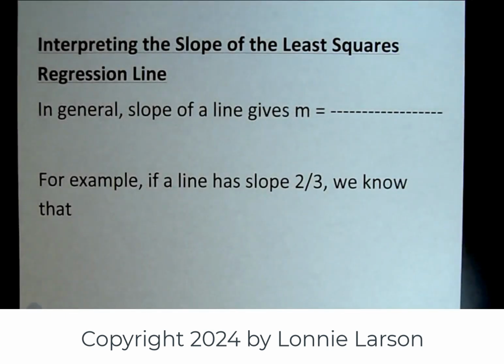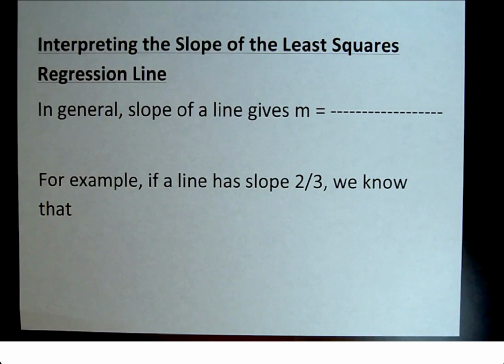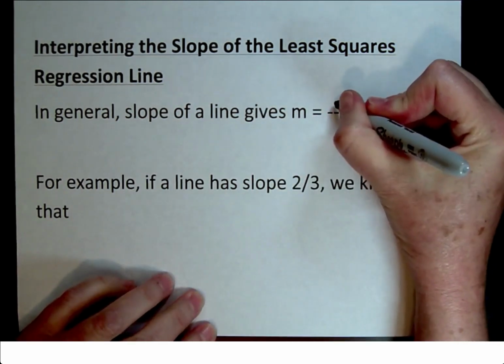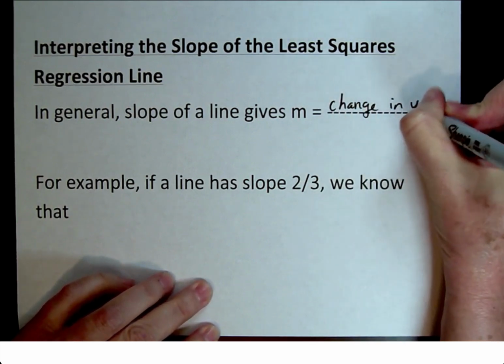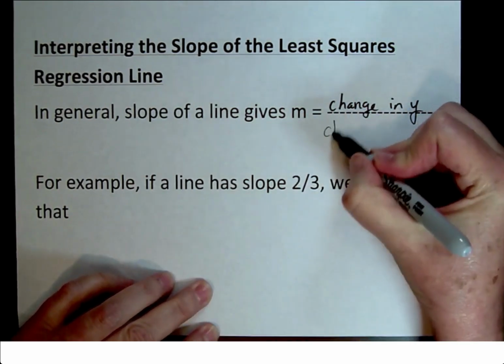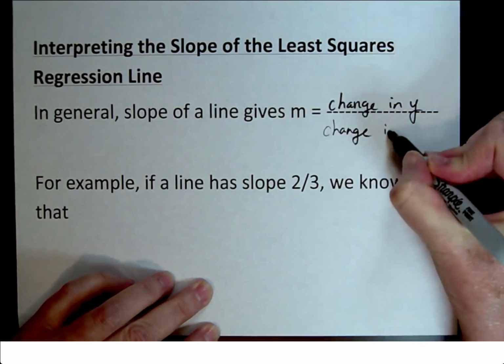Okay, so let's look a little bit closer at the numbers that show up in our least squares regression line. Let's look at the slope first. And remember, in general, the slope of a line is that rise over run business. The rise, though, let's think of as the change in y, and the run, let's think of as the change in x.